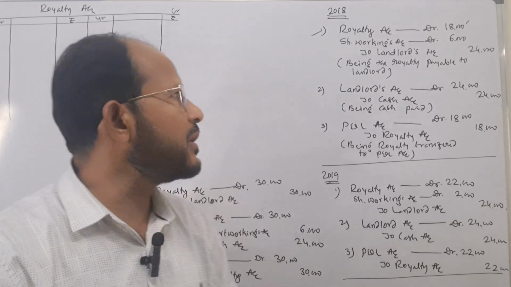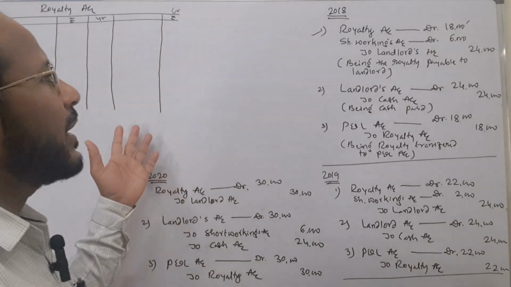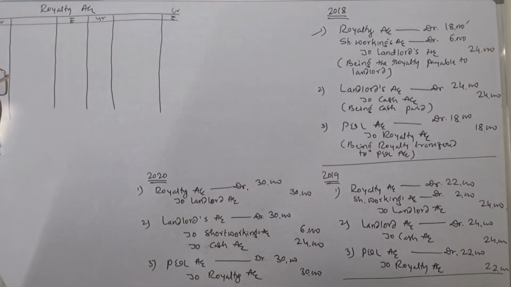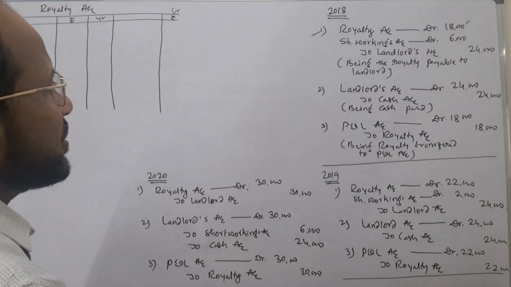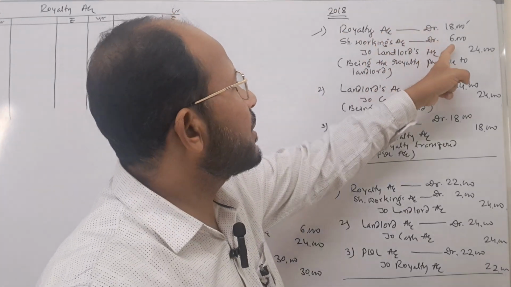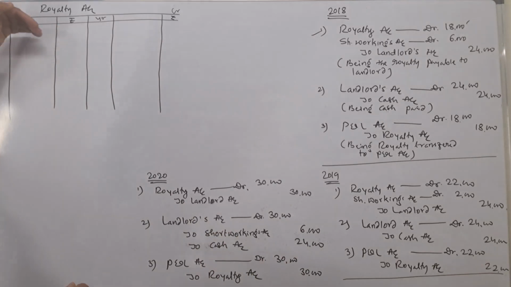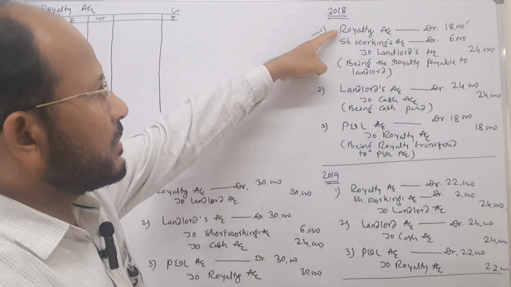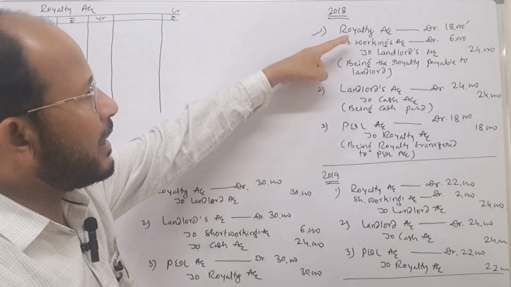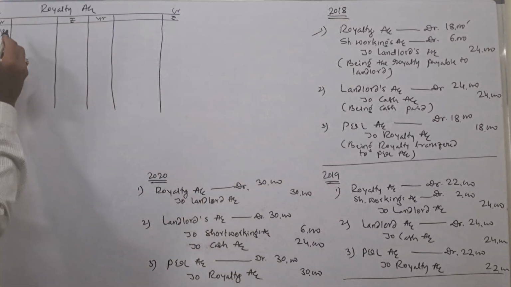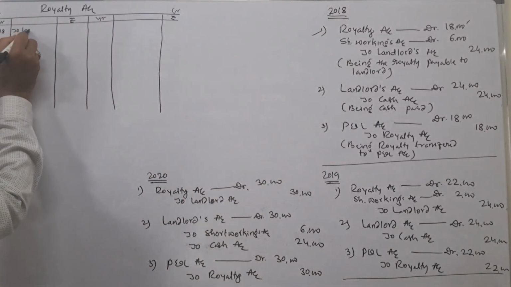Okay, with the help of these journal entries, we can easily prepare a royalty account, short workings account and landlord's account. Just let us prepare a royalty account. In the royalty account, first we will take the first entry. Royalty account is debited, short workings account is debited to landlord's account. Therefore, on the debit side of royalty account, I write the year 2018. Royalty account 18,000 is there, and here to which account we have credited? To landlord's account. That is why here opposite account's name we have to write: to landlord's account.